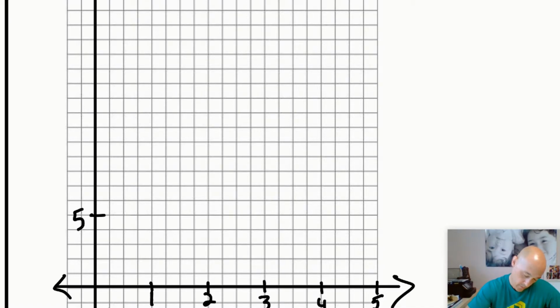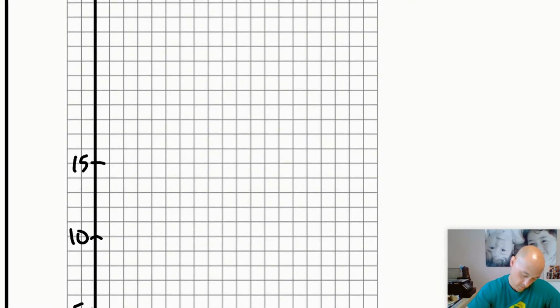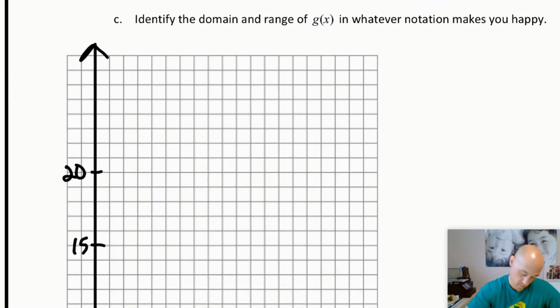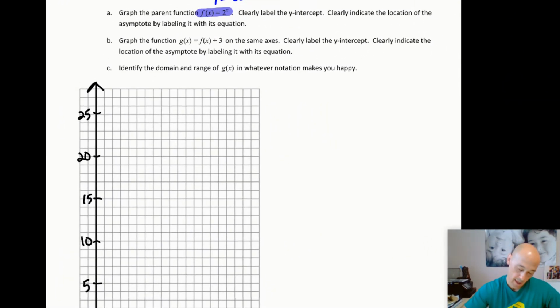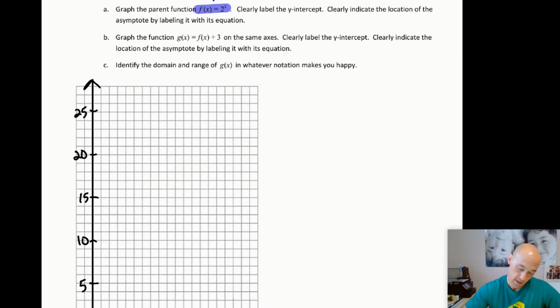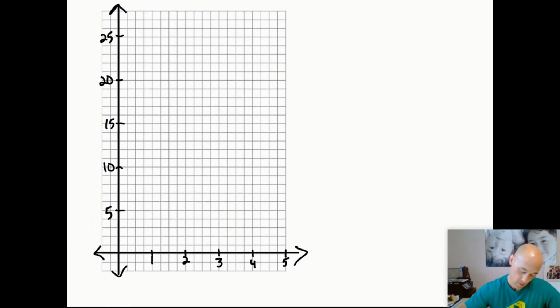Then 10, 15. All right, so I've labeled my axes there, and it's y equals 2 to the x. So I'm going to do that one in blue.